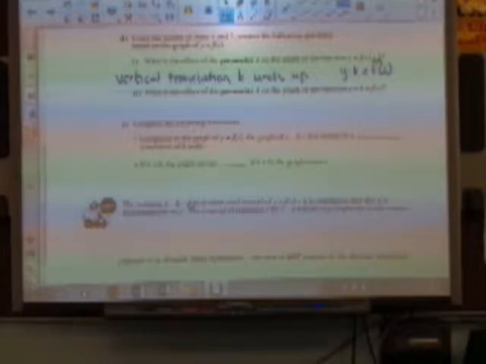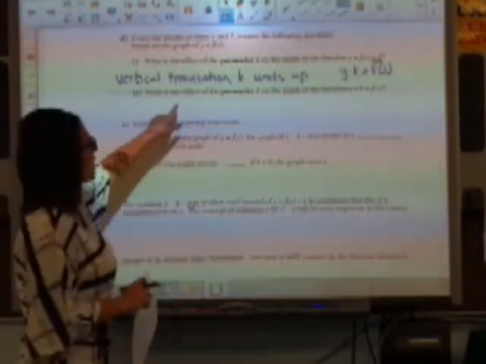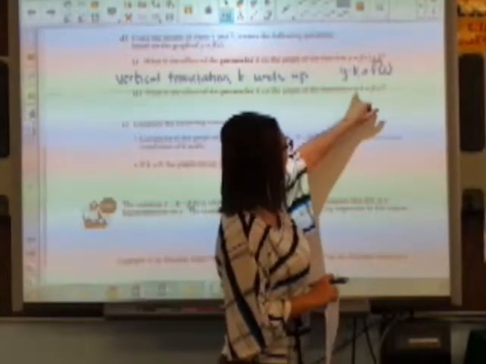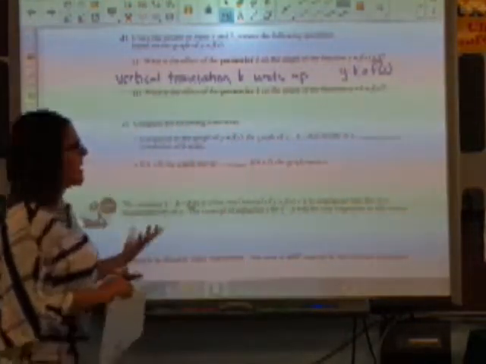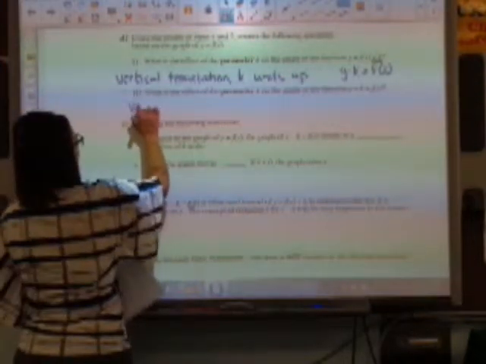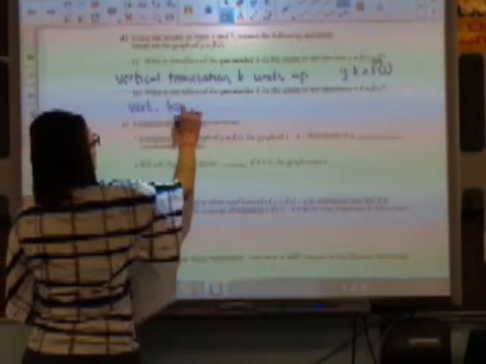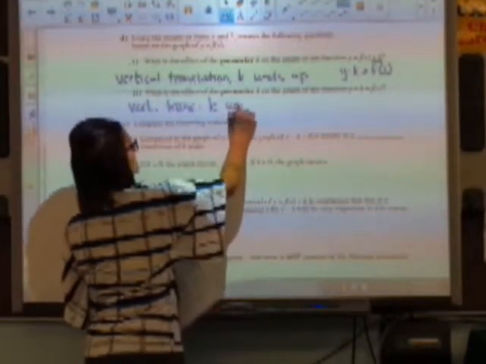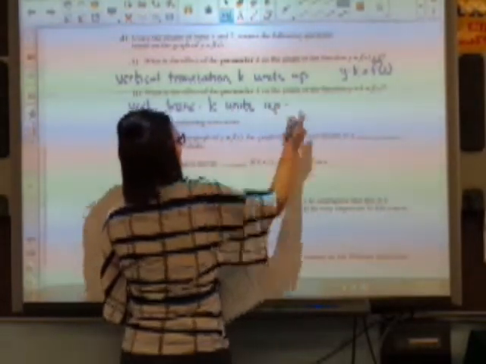And then, what is the effect of the parameter k on the graph of the function y minus k equals f of x? Again, it's translating the graph k units up. So it's the same thing. It's just showing you the two ways that the equation could be written. So again, I have a vertical translation, k units up.